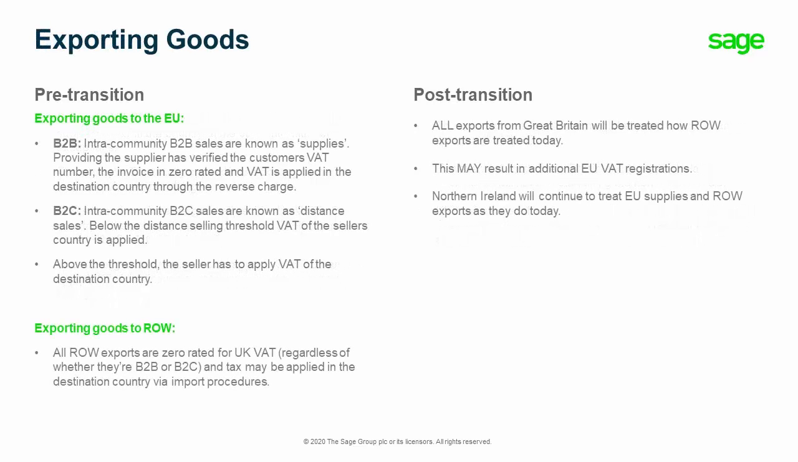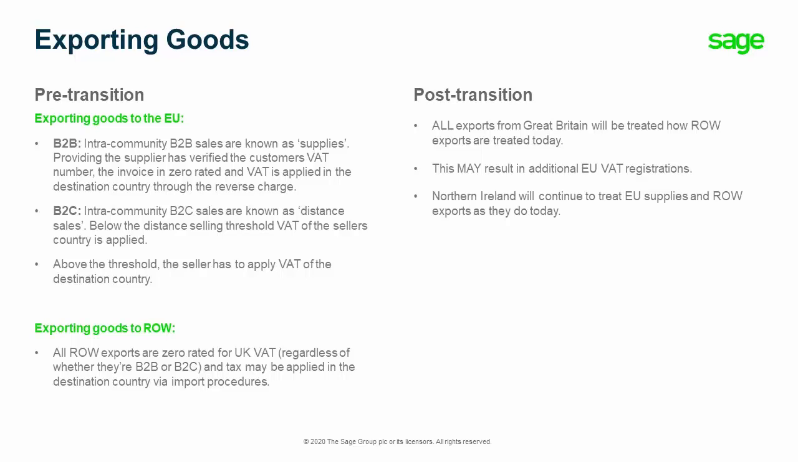Next we have exporting goods. So pre-transition, in terms of exporting goods to the EU, starting with business to business, intra-community business to business sales are known as supplies. Providing the supplier has verified the customer's VAT number, the invoice is zero rated, and VAT is applied in the destination country through the reverse charge.